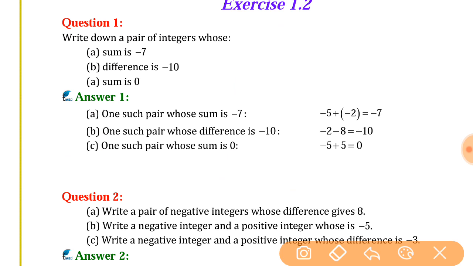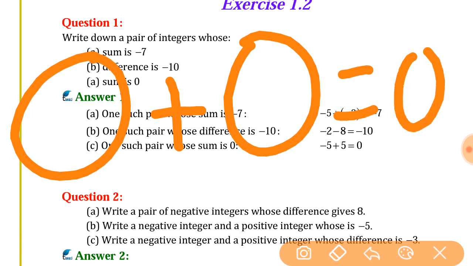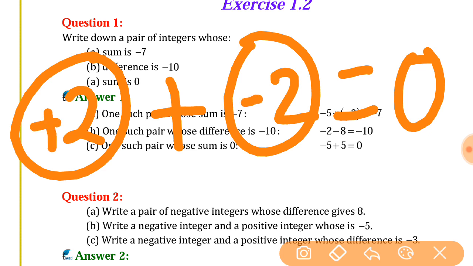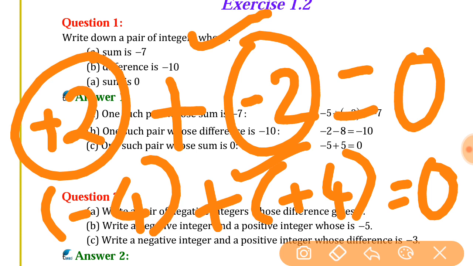How is it? The sum of the same number gives 0. You can take the same number on both sides, but changing the sign of one to the other. Not only plus 2 minus 2 or minus 4 plus 4, but one should be negative and one should be positive. These are called additive inverses of each other. That's why the sum gives 0. Clear?